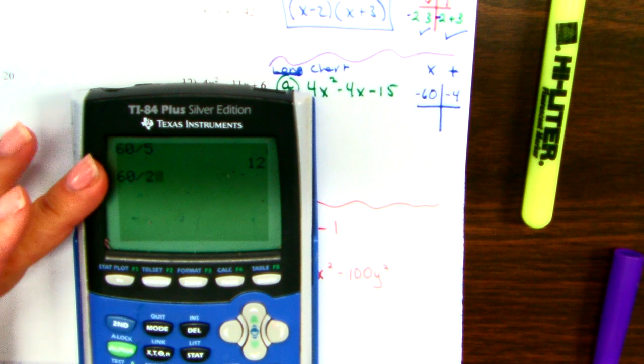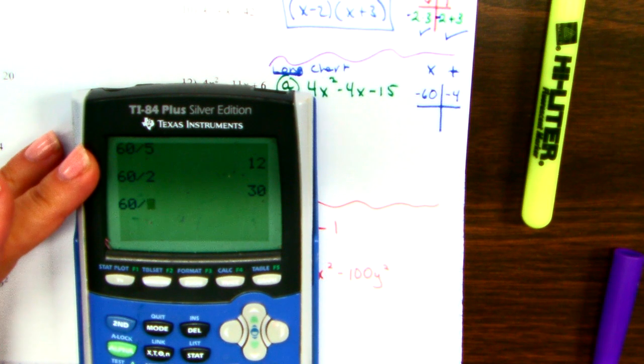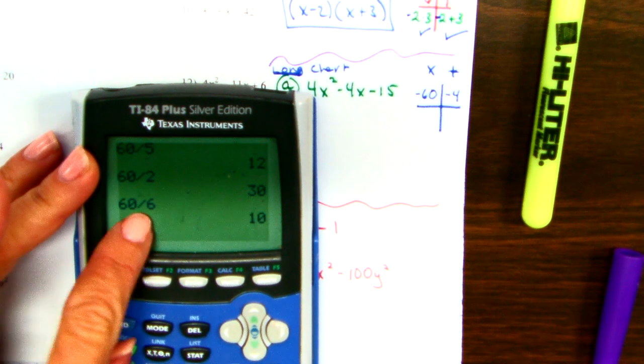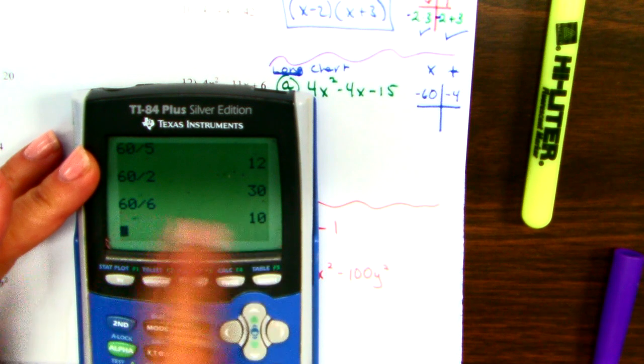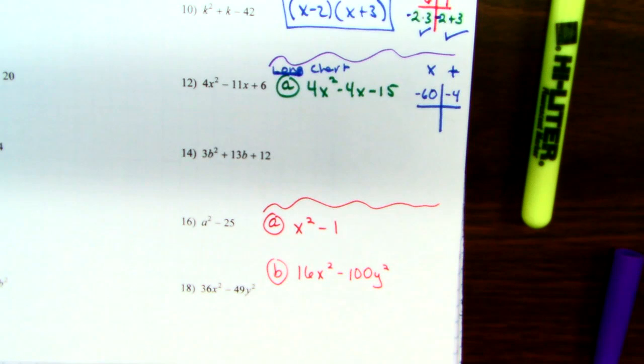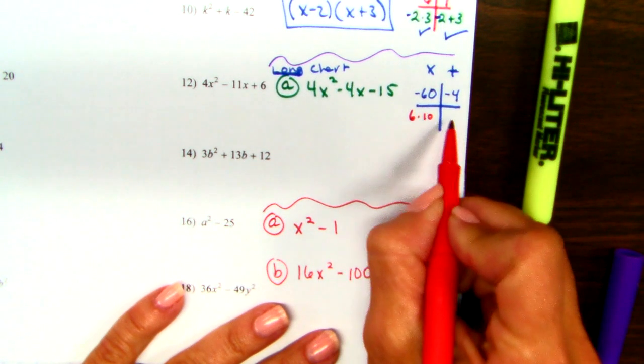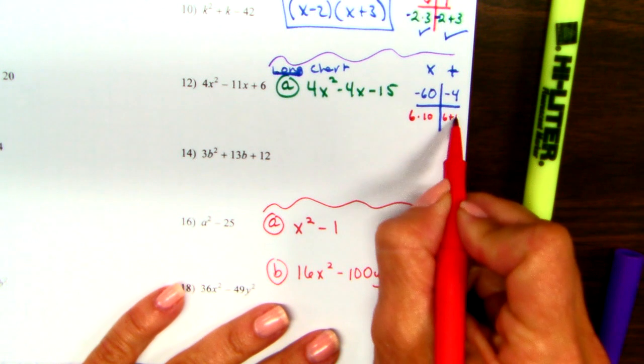60 divided by 2, right? 30 and 2, there's no way to make a 4 out of that. 60 divided by 6. Oh, 6 and 10. If I subtract 6 and 10, I can get a 4. So I just found my two numbers, okay? So I know I'm going to be using 6 times 10 and 6 plus 10.